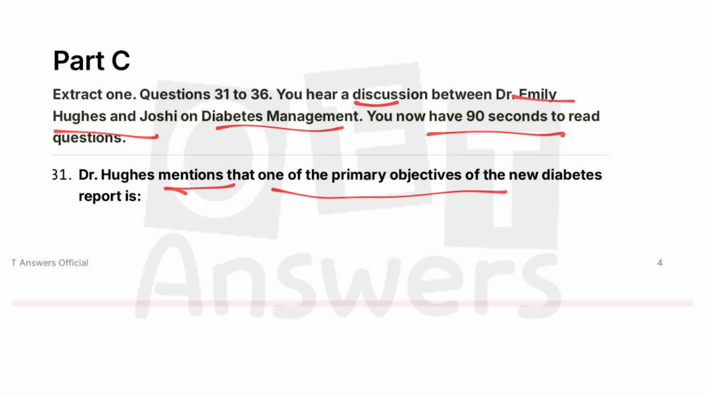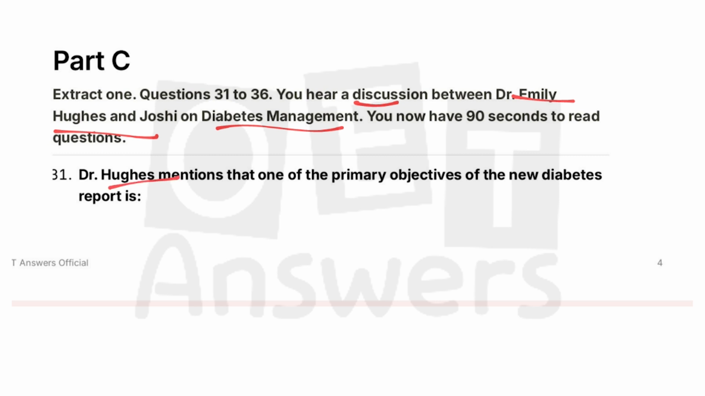So one of the primary objectives he is explaining here regarding the new diabetes report is... Okay, new diabetes report is. So report is, and the colon is used. What is the meaning of that? Because when you are applying the answer, it should be a continued one. Clear? Okay. So the first task is completed successfully.